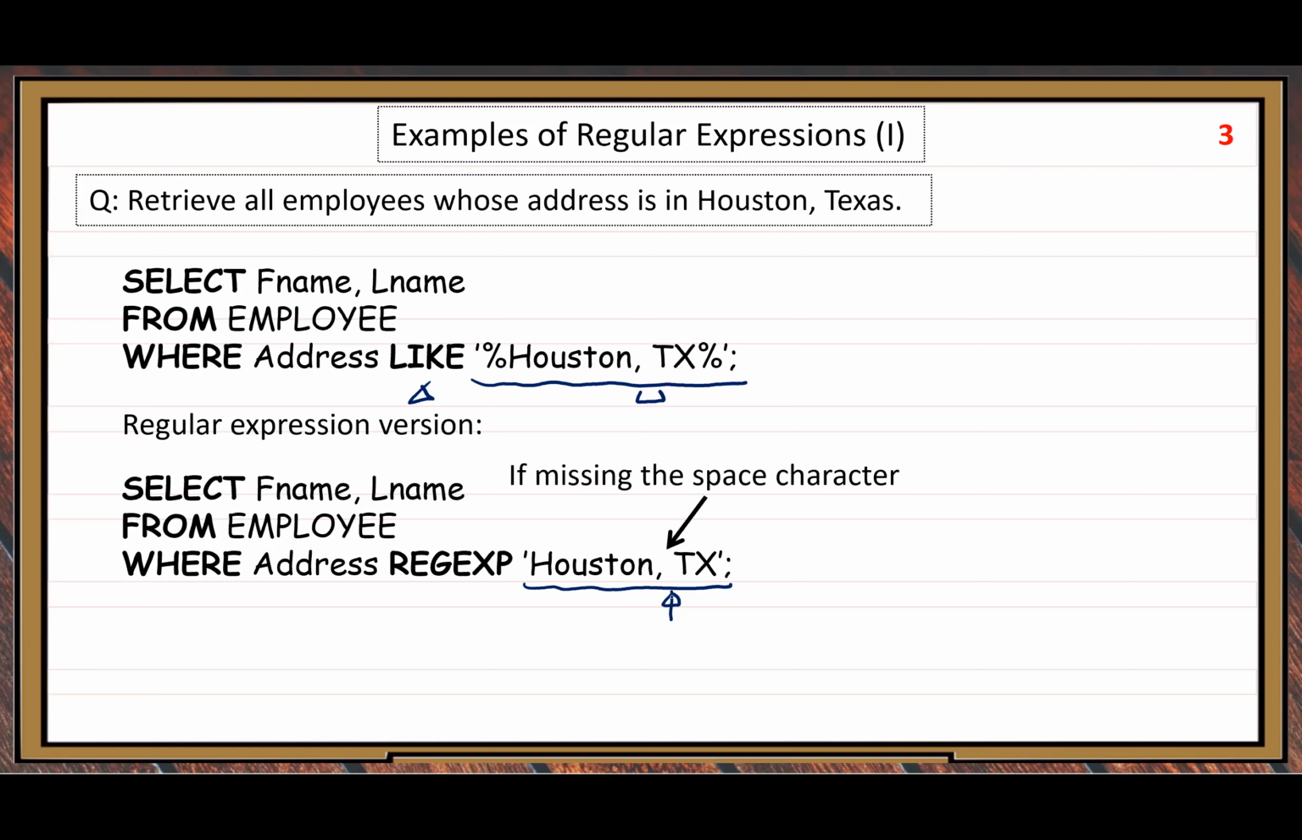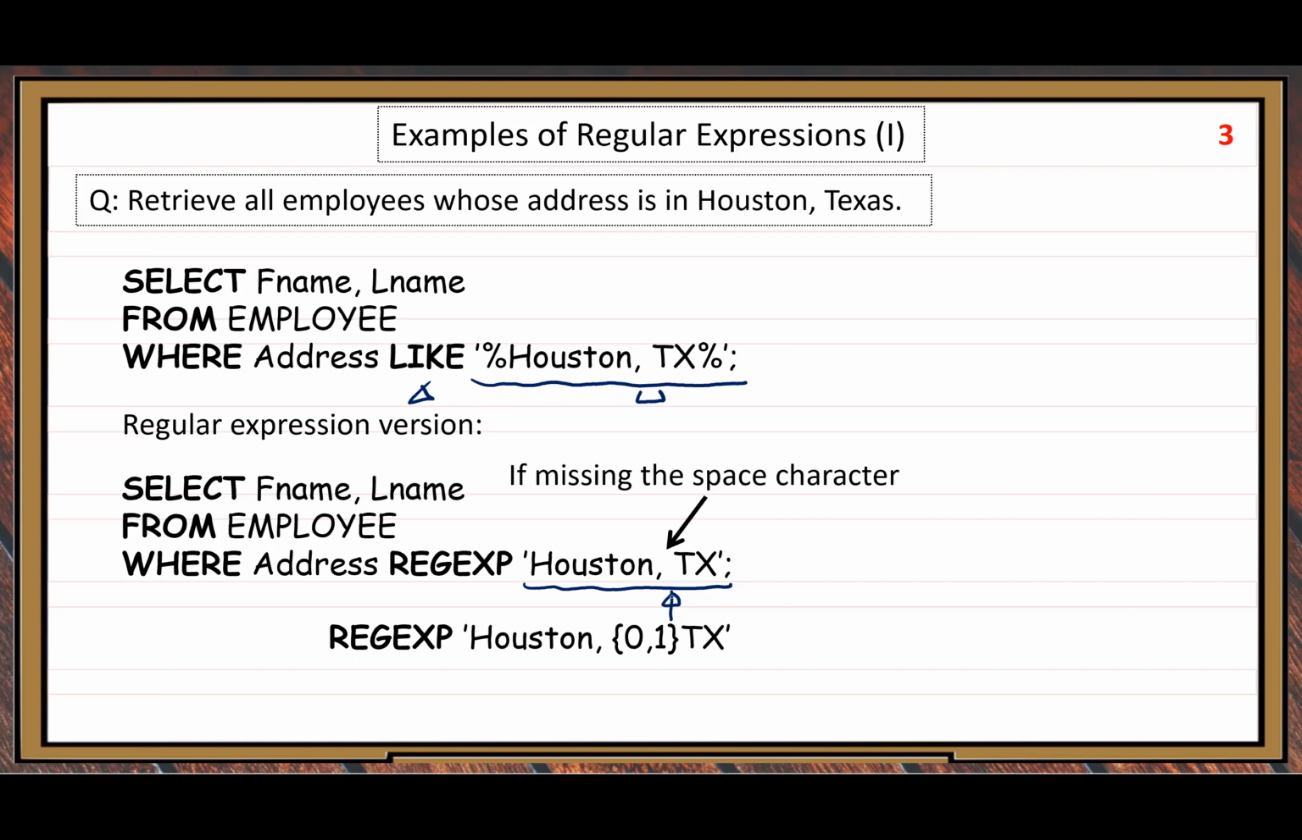How about that? If the space character is missing, can we still make the match? We do not want to skip those cases.